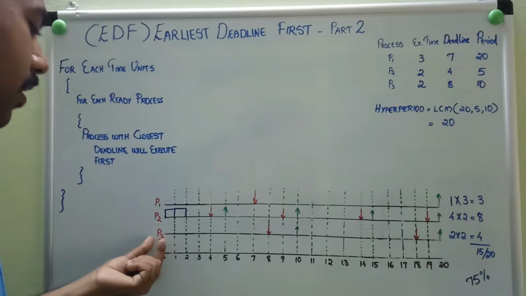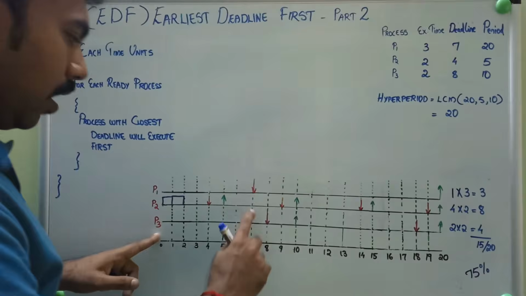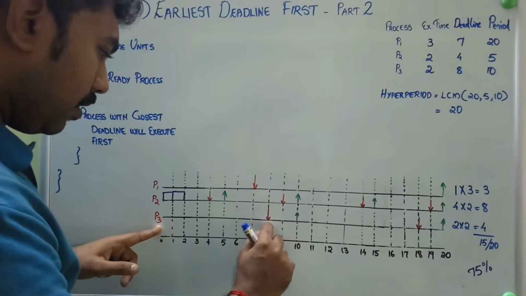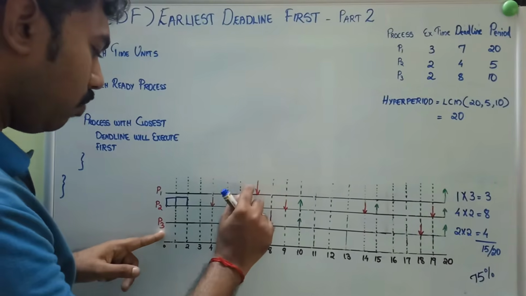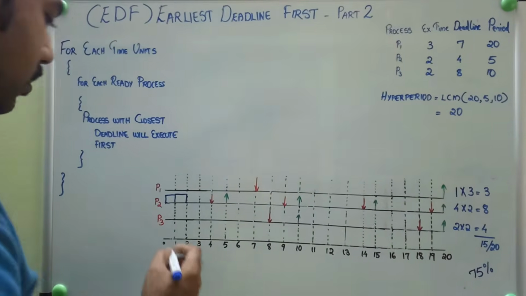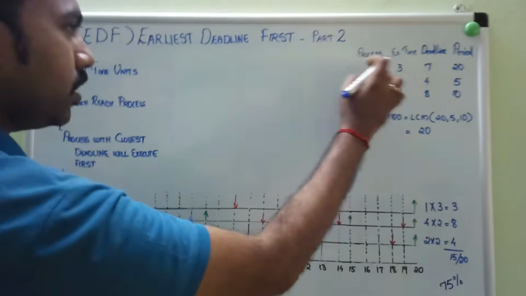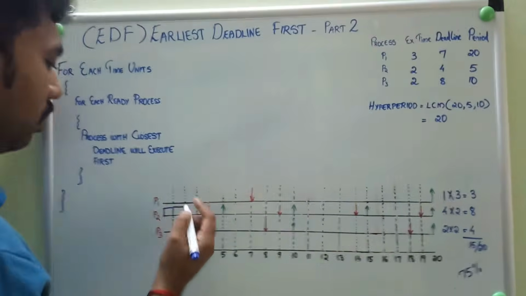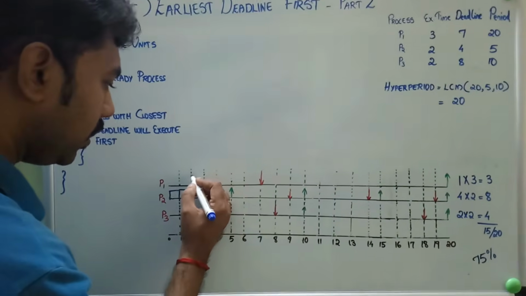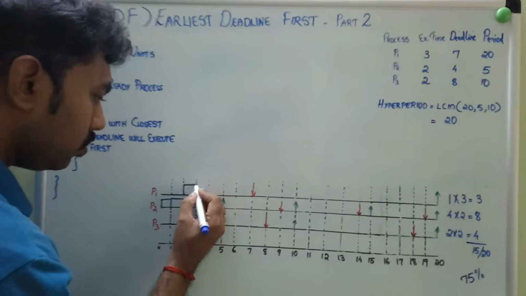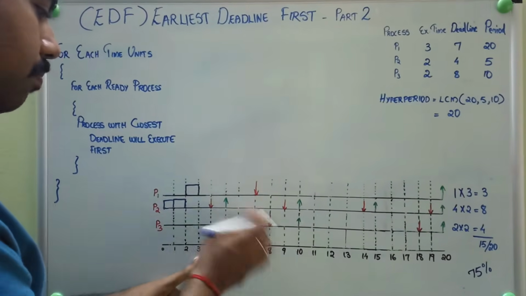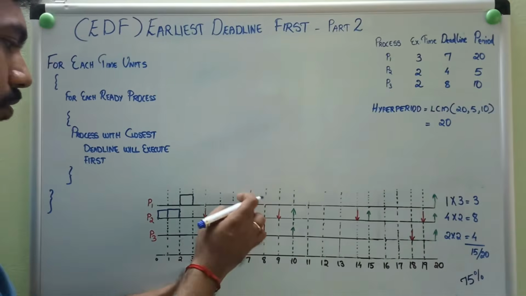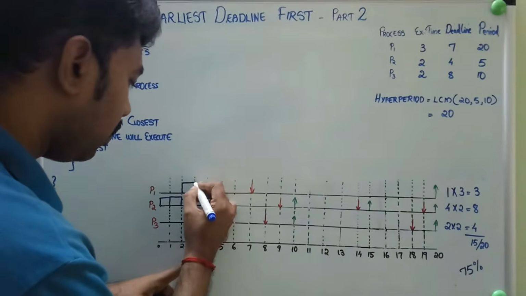Now P1 and P3 are the only ready processes. P3 has the deadline here, P1 has the deadline here. The closest deadline is for P1, so P1 will execute first. P1 has to execute 3 time units, but according to the algorithm we have to cross check the priority each and every time unit. So 2 to 3. Now we are at 3. Again P1 and P3 are the only ready processes, out of which P1 has the closest deadline.